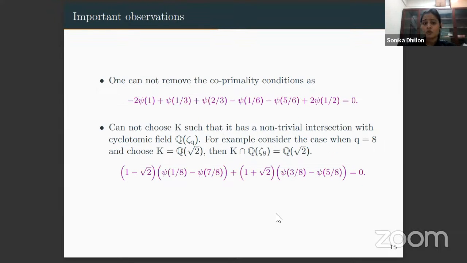Then in that case also, we have found examples. If you consider k equal to Q(√2), then its intersection with Q(ζ8) will be non-trivial, that is Q(√2), and over that field we have found a non-trivial relation between the digamma values. That is the reason that both these assumptions are required.